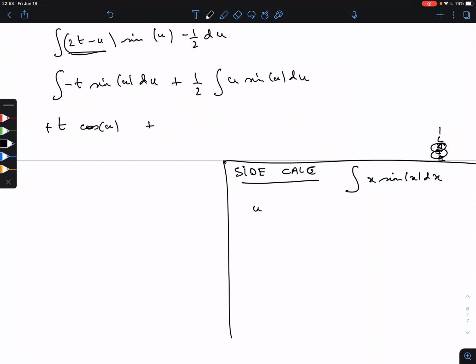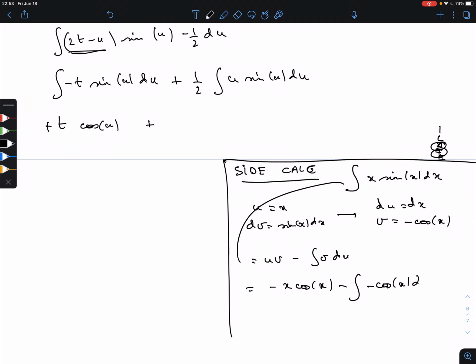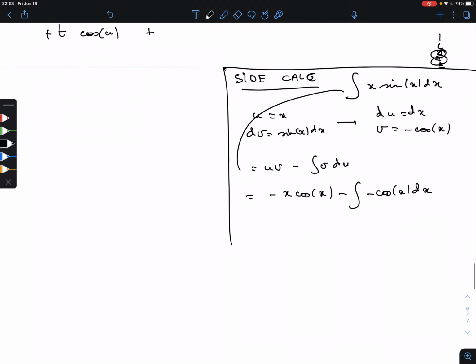So the algebraic becomes u, and the trig dv is sine x dx. Okay, so du is dx, and v is the antiderivative of sine, that is minus cosine x. So this is equal to uv minus integral v du. So that is minus x cosine x minus the integral of minus cosine x dx. And the antiderivative of cosine is just sine. So it's minus x cosine x, minus minus is a plus sine x.